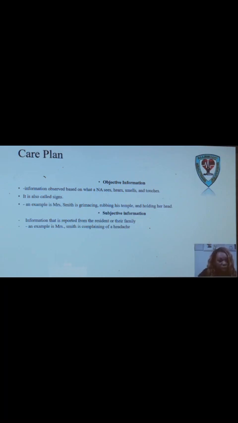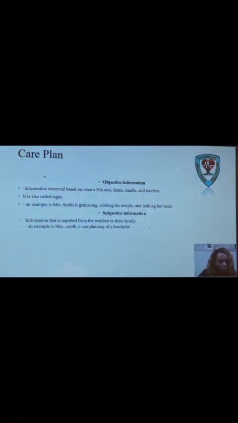Objective information is information observed based on what the nursing assistant sees, hears, smells, or touches. It is also called signs. So you're going to report the objective and subjective information, but the difference between the two: objective information is information that the nursing assistant can see, hear, smell, touch. For example, Miss Smith is grimacing, rubbing her temple, and holding her head. So we can see that she is frowning. We can see that she is rubbing her temple, and she is holding her head.